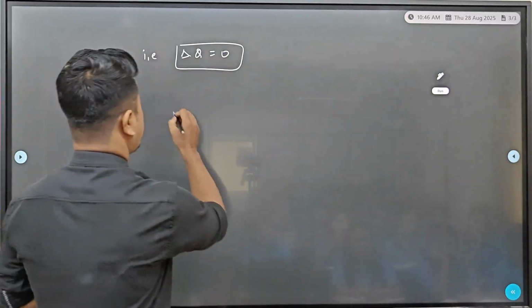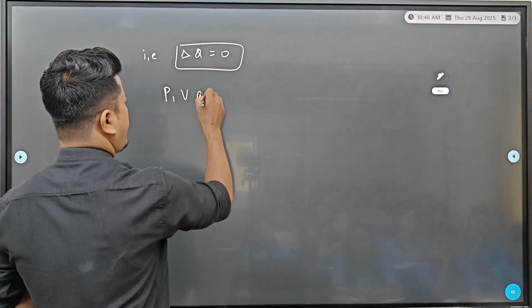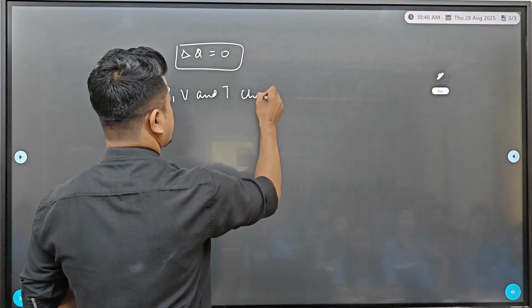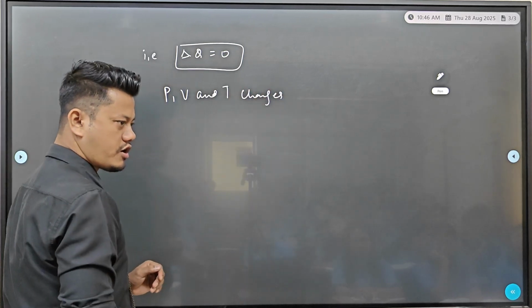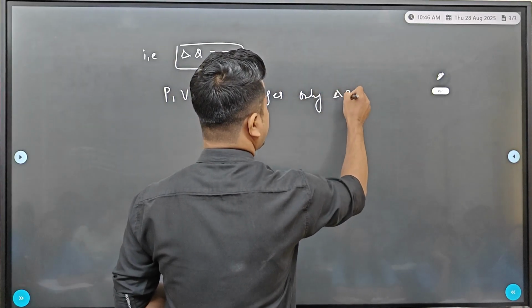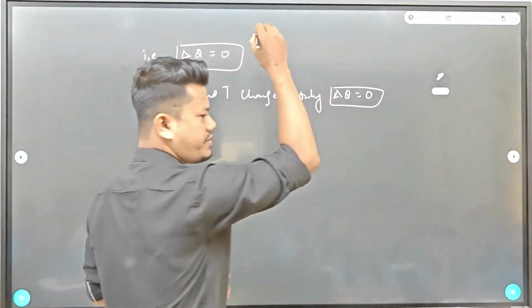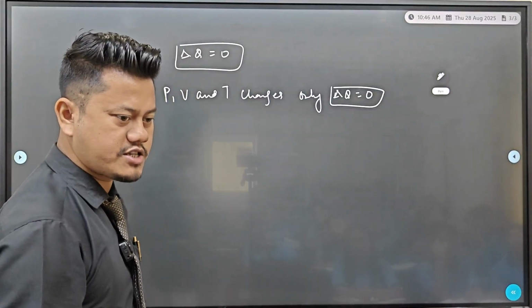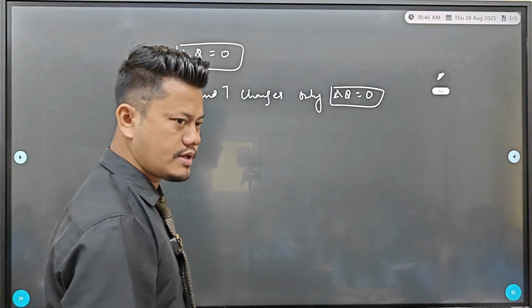So what you can mention here is that P, V and T change. Understood or not? P, V and T change. Only del Q is equal to 0. Change in heat will be 0 in case of adiabatic. Is that clear?